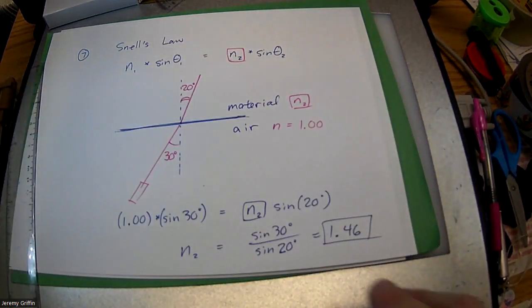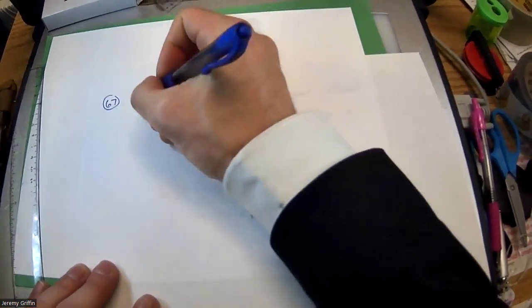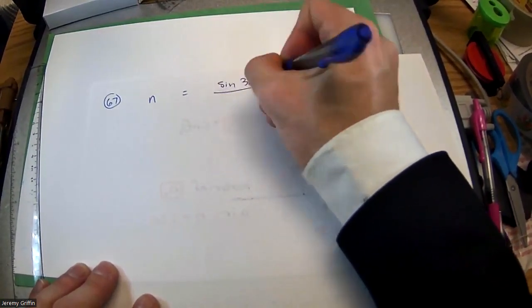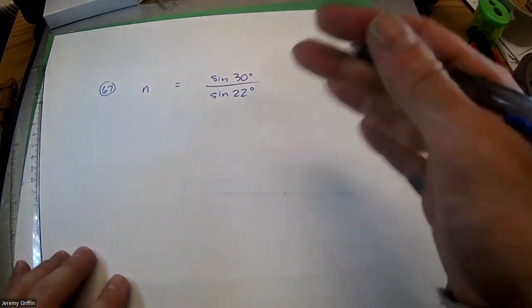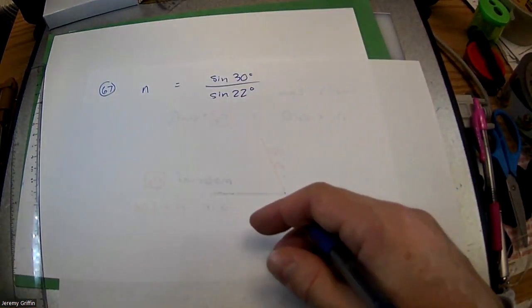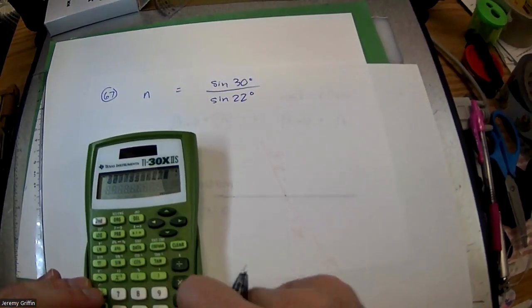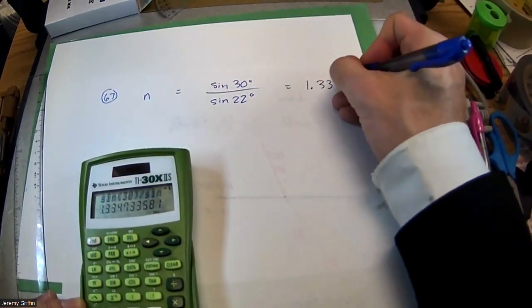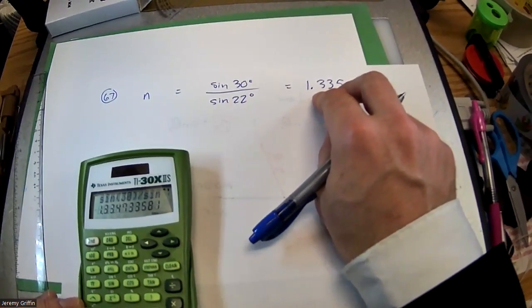So let's take a shortcut for part A because we already have the setup. We already know that the index of refraction is going to be sine of 30 degrees divided by, in this case, sine of 22 degrees, because we just did all the work for that. Navigating Snell's law, sine of 30 degrees divided by sine of 22 degrees is 1.335. What is this probably? What material is this?